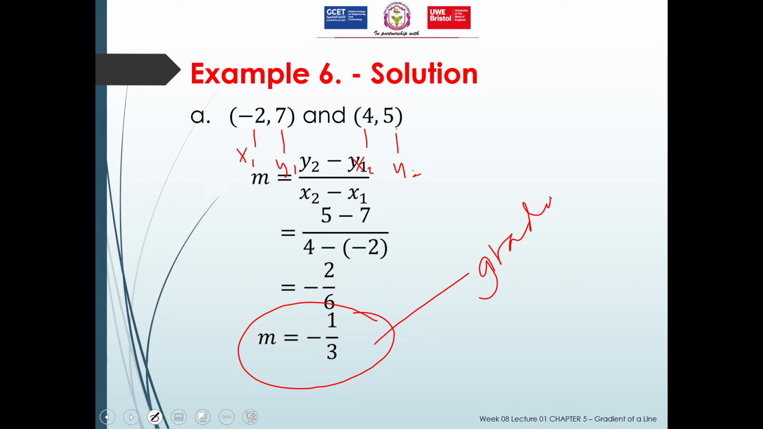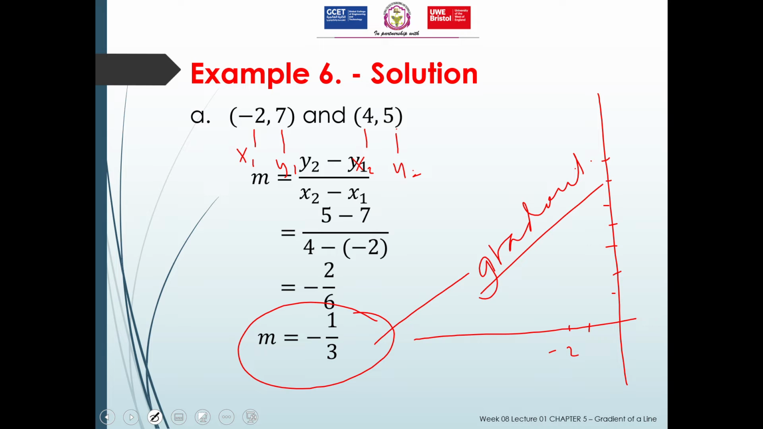Now you can also look at the graph of this one. When you look at the graph of this equation, say for example, I just draw it roughly here. So this is negative 2, and 7 is somewhere here. So this will be this point, and then 4, 5 is, okay, I made a mistake here, 4, 5.